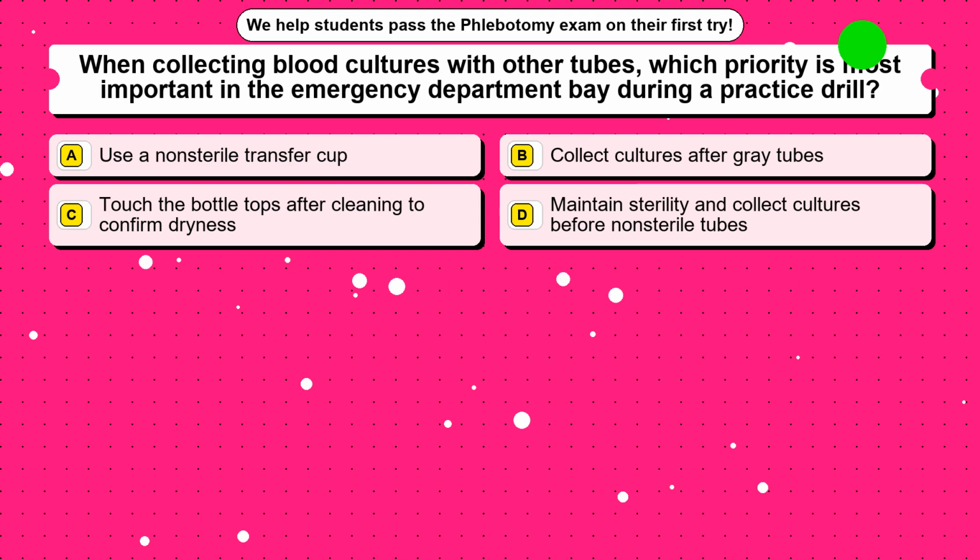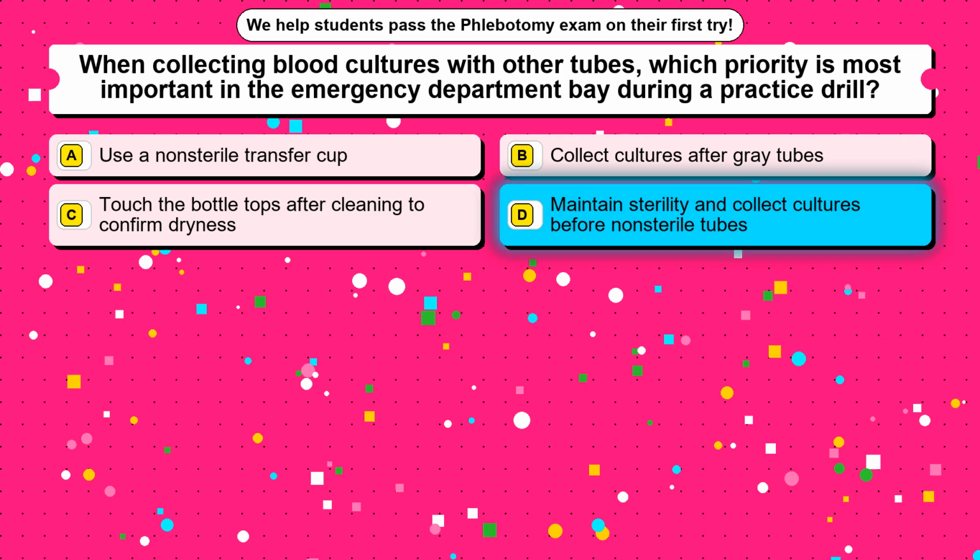Question 70. When collecting blood cultures with other tubes, which priority is most important in the emergency department bay during a practice drill? Option A. Use a non-sterile transfer cup. Option B. Collect cultures after gray tubes. Option C. Touch the bottle tops after cleaning to confirm dryness. Option D. Maintain sterility and collect cultures before non-sterile tubes. The correct answer is option D.